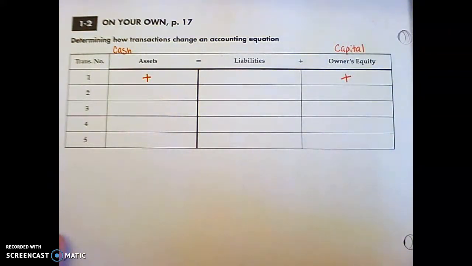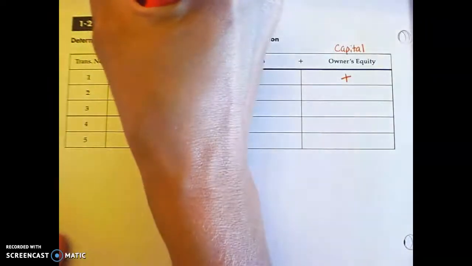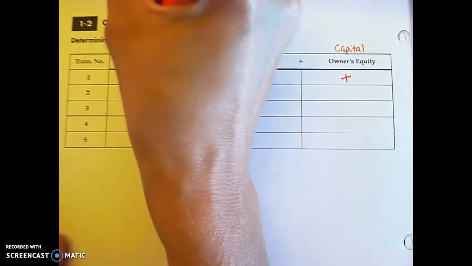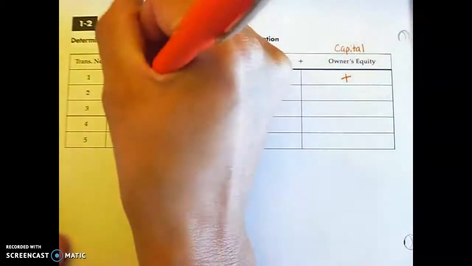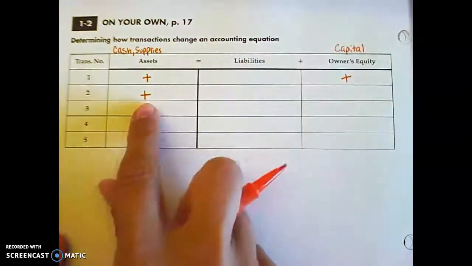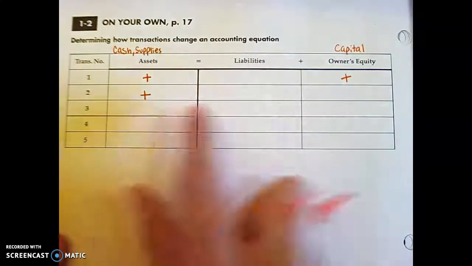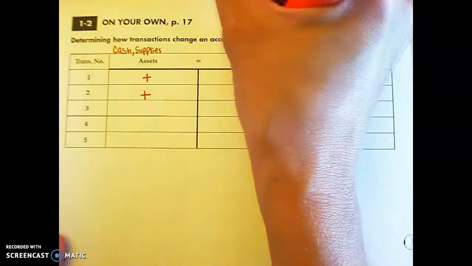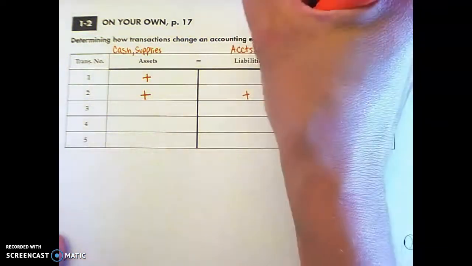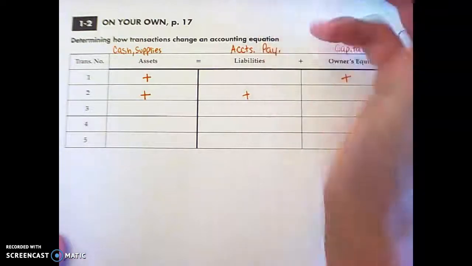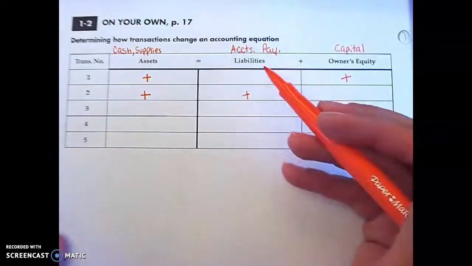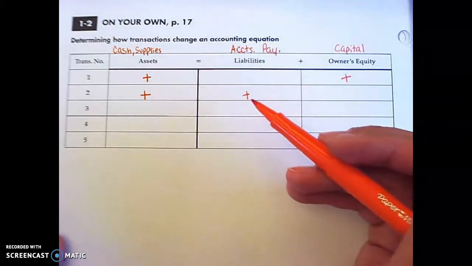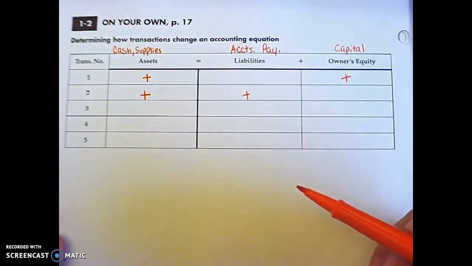On the second one, we bought supplies on account, so that is going to be increasing our supplies, and supplies is something that we own, which has value, so that will receive a plus for assets. And our liabilities is increasing. This is our accounts payable. This is money that we owe people. The amount that we owe them for buying supplies on account is increasing, so that's why that receives a plus.